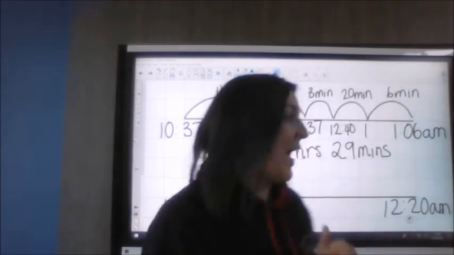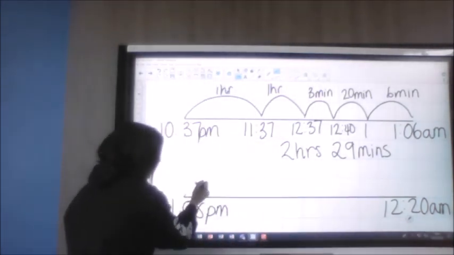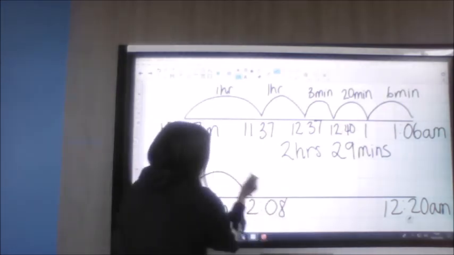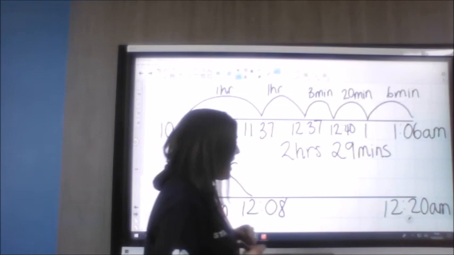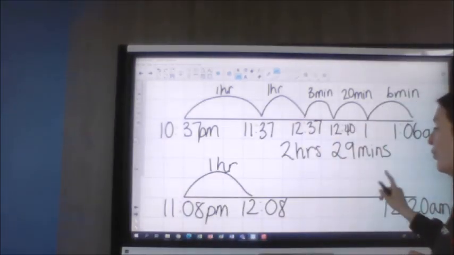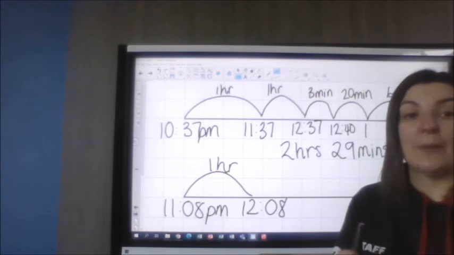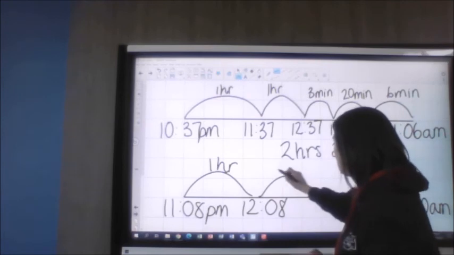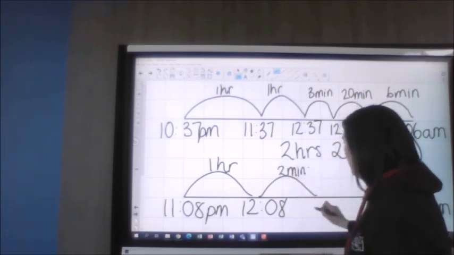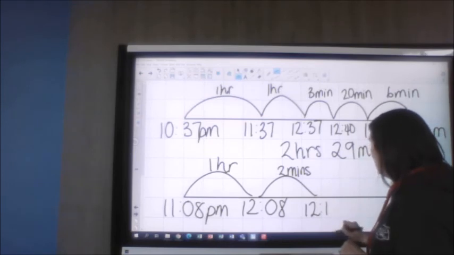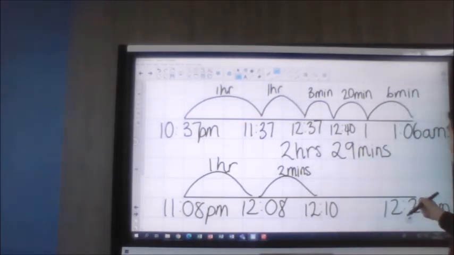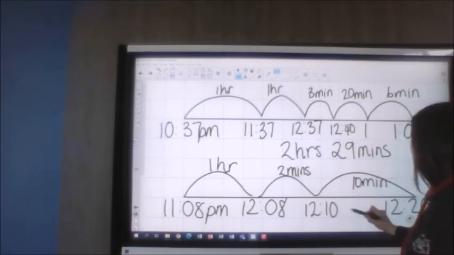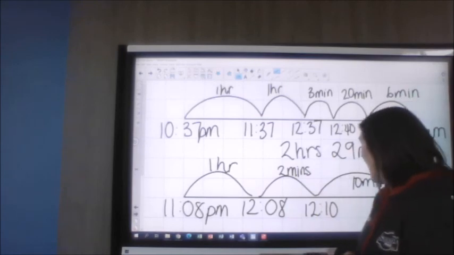Okay, so we should have started with hours. So we're going 11:08 to 12:08. So that's 1 hour. Now, if I go to another hour, that would get me to 1:08. So that's too many. So I've got to go in minutes now. So I'd get to 10, so go from 8 to 10. So I'd add 2 minutes to get to 12:10. Okay, and then I've only got to get to 12:20 then, so that's another 10 minutes. And then I can just add them together. So it'd be 1 hour and 12 minutes.